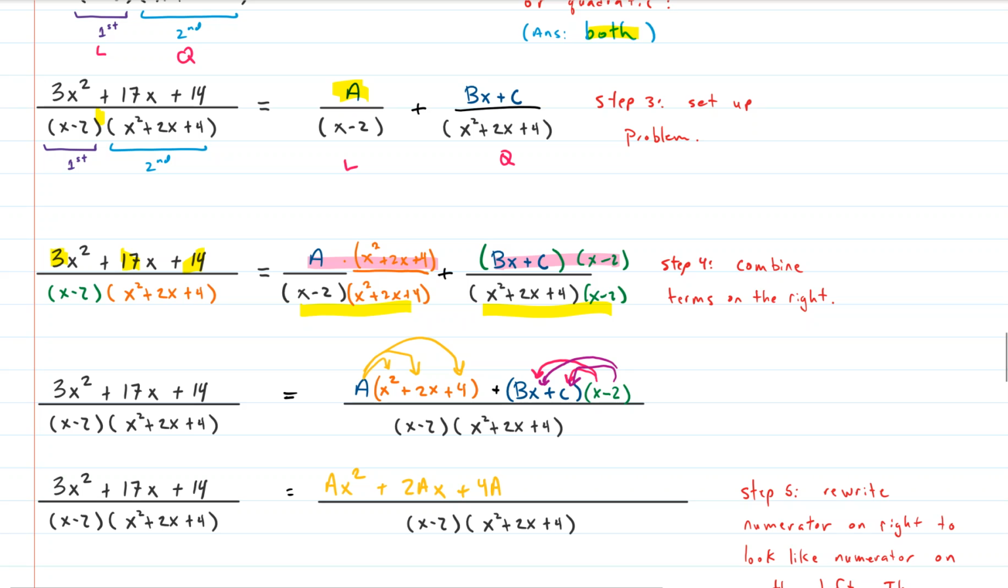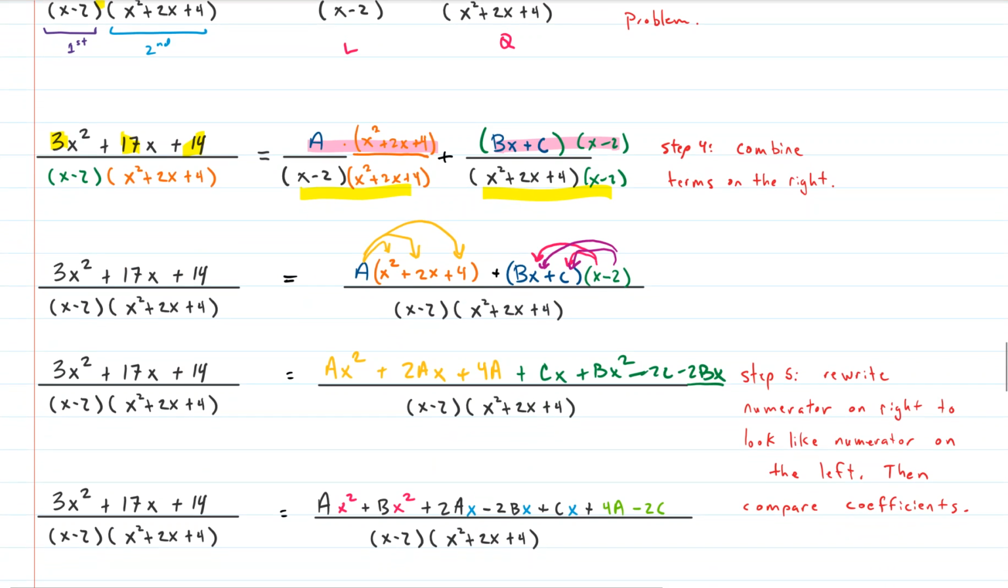The next one, let's do the x times the c. We'll call that cx. We'll do the x times the bx, which gives us bx squared. And we have negative 2 times c, so that's negative 2c. And what else? One more. Negative 2 times bx, so negative 2bx. Now we need to combine these together.